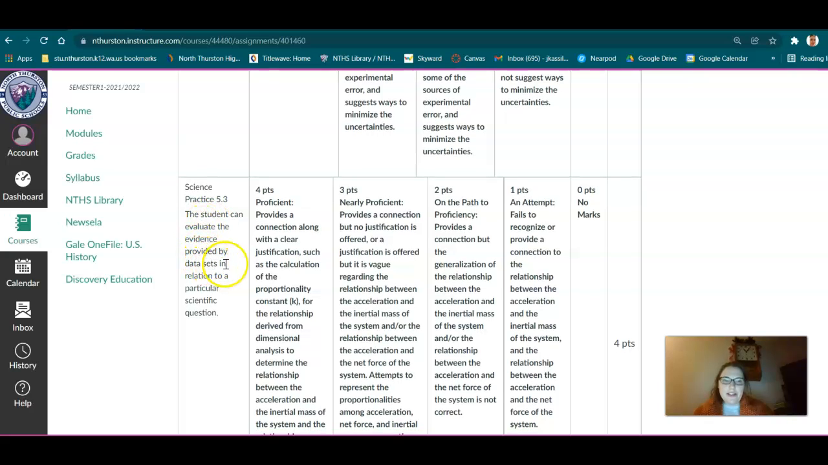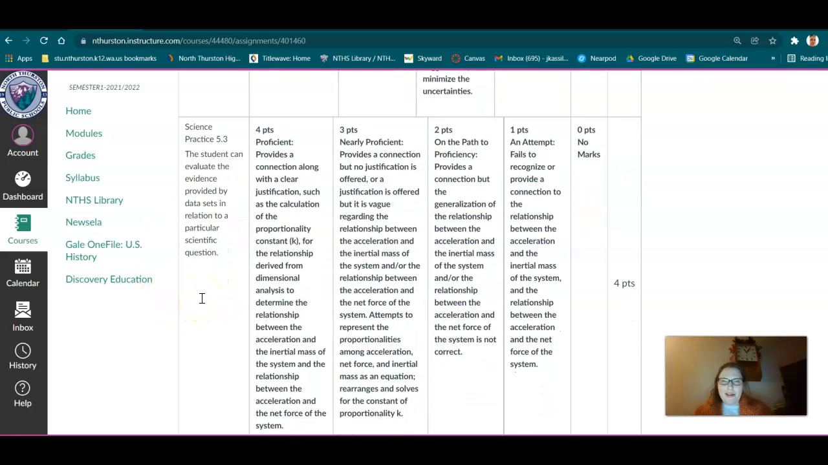Student can evaluate evidence provided. So I've given you some instructions for what kinds of graphs to make, but not what they mean. This is also part of your job here. How can you take those patterns that come from a graph and use them to get to your question, which is the mathematical relationship represented by Newton's second law?